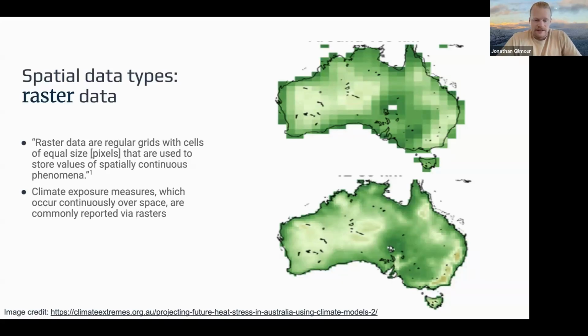Here, this is projecting future heat stress in Australia. So you're seeing it at two different resolutions. This one is more granular, more fine. A raster showing this heat stress, with each little pixel in the grid showing us a measure.